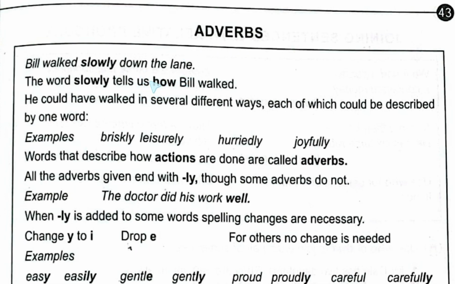Here in the box we will find, see, Bill walked slowly down the lane. The word slowly tells us how Bill walked. He could have walked in several different ways, each of which could be described by one word. For example, briskly, leisurely, hurriedly, joyfully. Words that describe how actions are done are called adverbs, and I have told before a word which modifies or describes a verb is called an adverb.